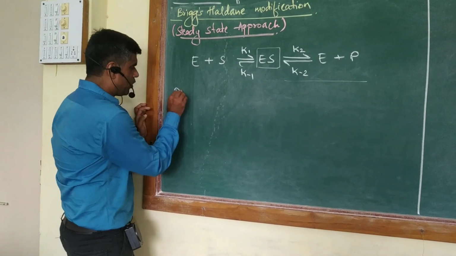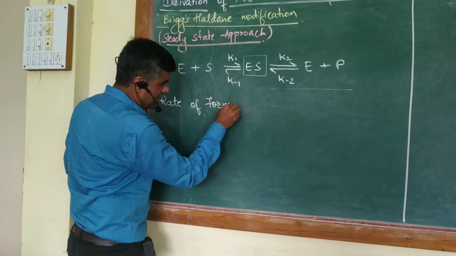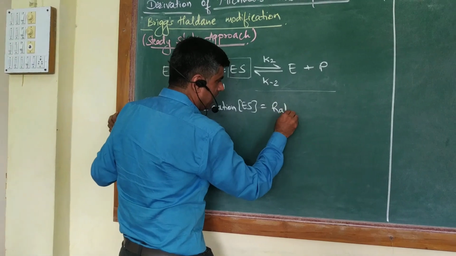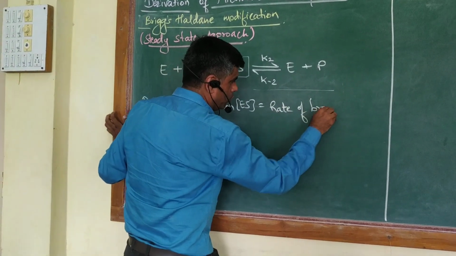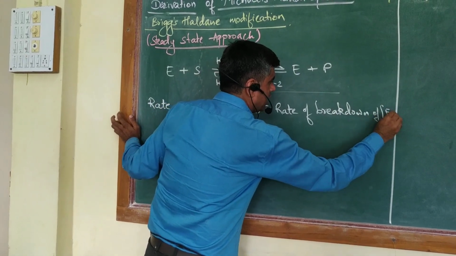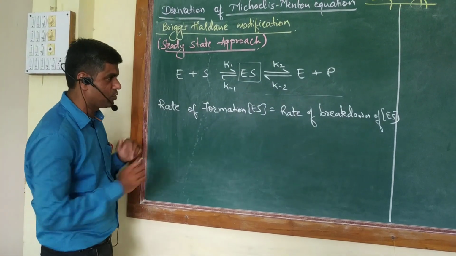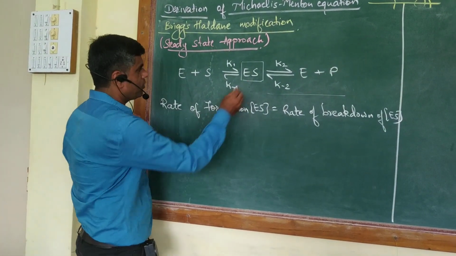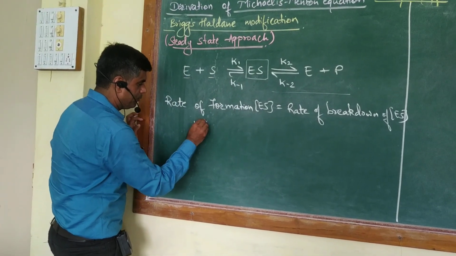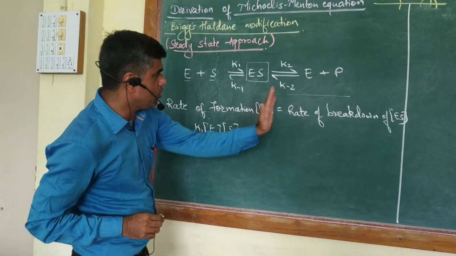Now it remains constant because the rate of its formation, so let us go for this, the rate of formation of ES is exactly balanced by the rate of breakdown. The rate at which it is formed is immediately balanced by the rate of its breakdown. So these two rates are exactly balanced as per the steady state approach, which is the actual fact. Here, for the rate of formation of ES, you can see ES is being formed from E and S, so you can say K1 into E into S, which forms ES, is equal to the rate of breakdown.